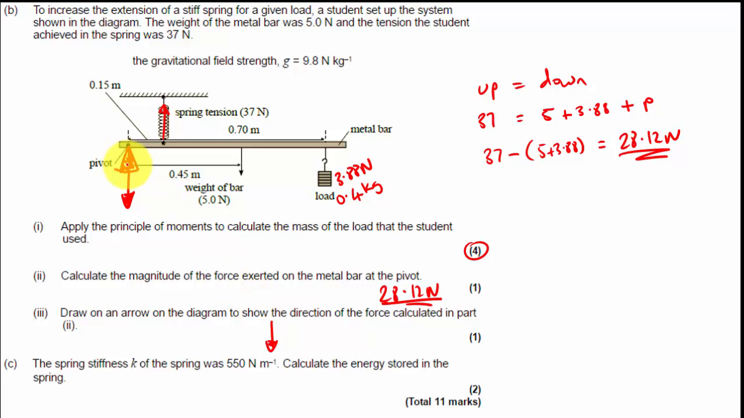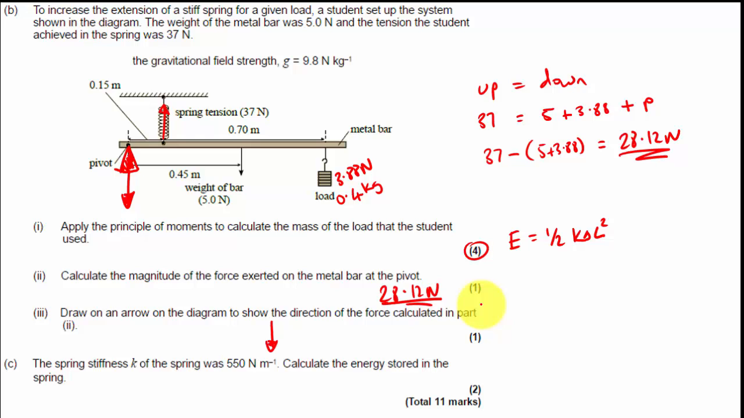Okay, and the final part says the spring has a stiffness of K, which is 500 newtons per meter. Calculate the energy stored in the spring. If you look on your equation sheet, you'll find an equation for the energy stored in the spring, which is equal to half the spring constant times the change in length squared.